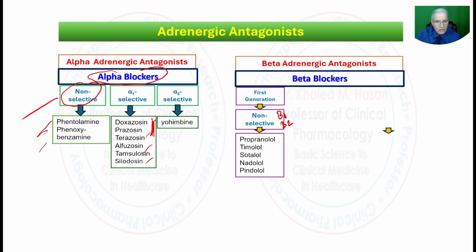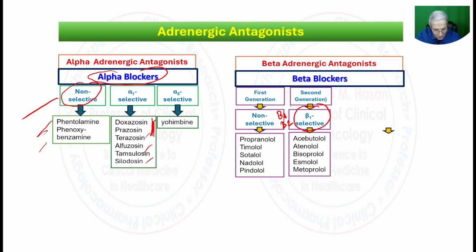So the question here: which receptors will be affected by propranolol? Propranolol blocks beta 1 and beta 2 receptors. Timolol blocks beta 1 and beta 2 receptors. Nadolol blocks beta 1 and beta 2 receptors. Then we have beta 1 selective, first generation.